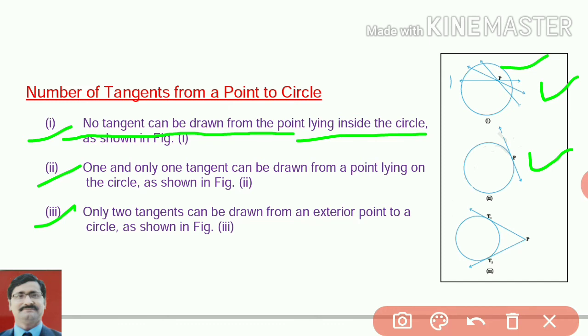Only two tangents can be drawn from an exterior point to a circle. Look here, you can see this third diagram, that from an exterior point you can draw two tangents.